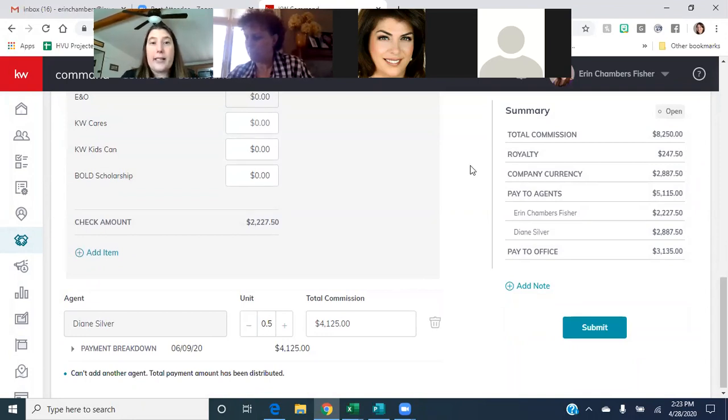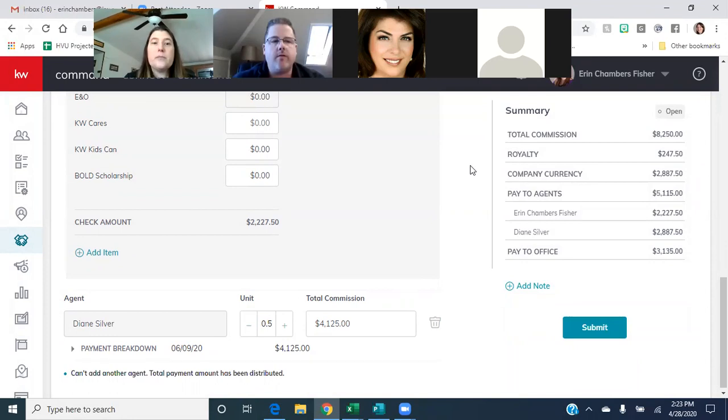Erin? Yes. How does this work as far as in-house referrals or referrals within Keller Williams? Because on the green sheets, we would leave the unit as a 1.0 and just put the dollars that was the referral fee, because otherwise the referring agent was getting credit for all the units.